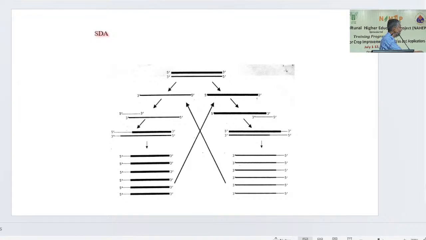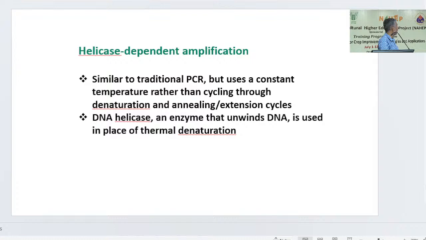Same thing can be done. You can put another enzyme, another primer in this and do that. So that is what it is done.